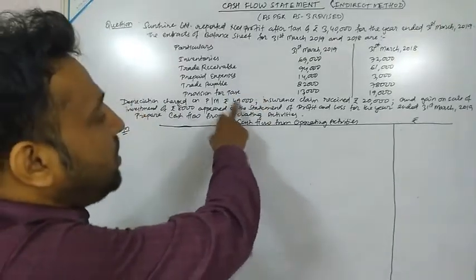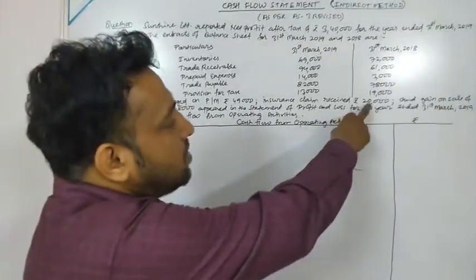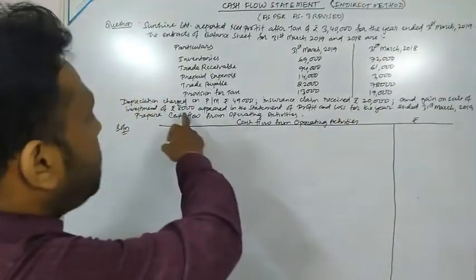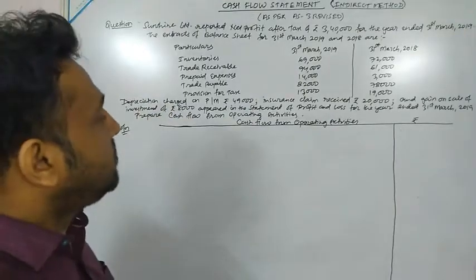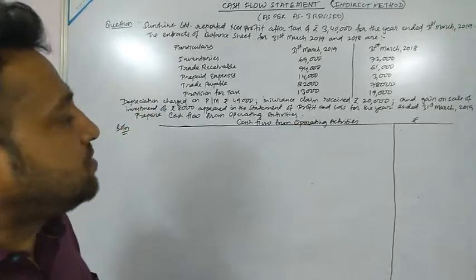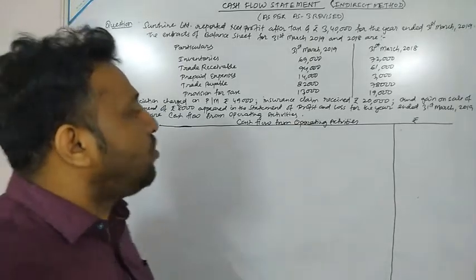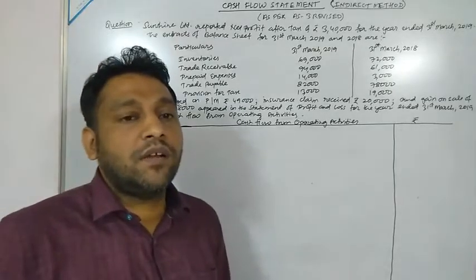Depreciation charged on plant and machinery is given as 49,000. Insurance claim received is 20,000. Gain on sale of investment is 8,000, which has appeared in the statement of profit and loss for the year ended 31st March 2019. You are required to prepare cash flow from operating activities. So let us start the solution.